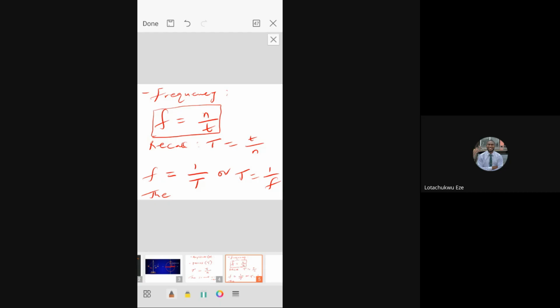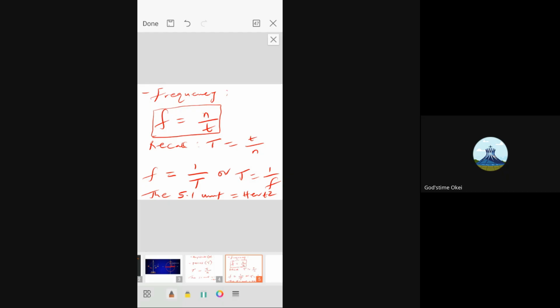All right. So as I was saying, the SI unit for frequency is hertz. Hertz is often abbreviated as Hz, capital letter H and small letter z. So take note that the SI unit for frequency is hertz. We've talked about period, amplitude, and now frequency.